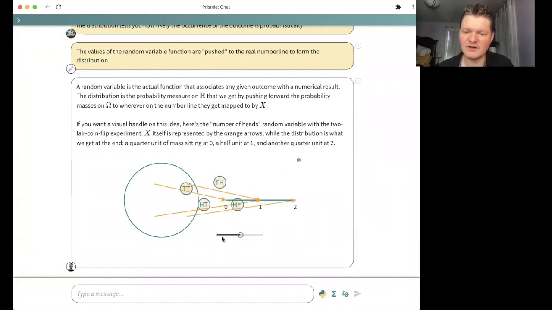Anyway, this is a picture I want you to have in your mind. The random variable is the orange arrows, the sort of motion left to right that associates outcomes of the random experiment with some particular numerical output of interest, in this case, number of heads. And the distribution is just where these masses are sitting over here on this number line, quarter here, half here.